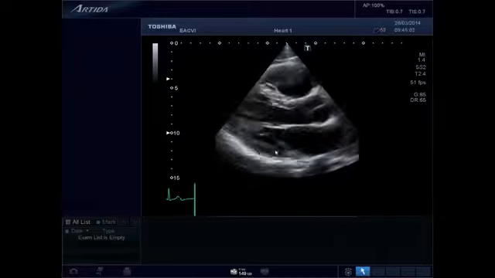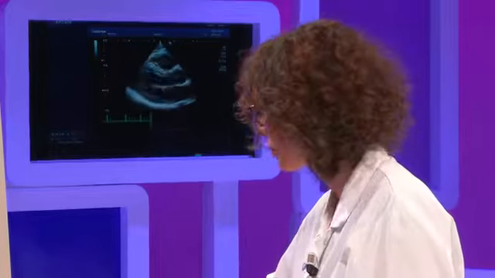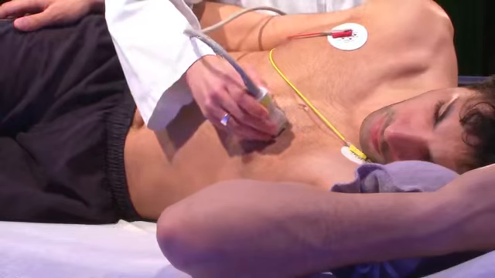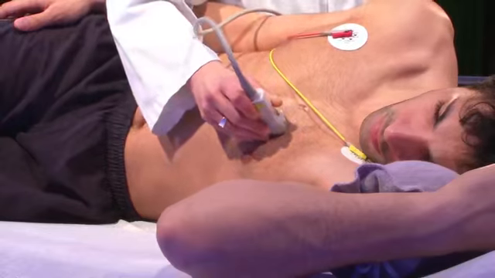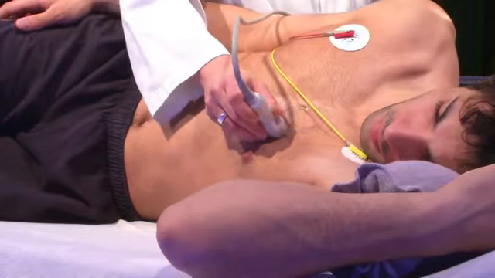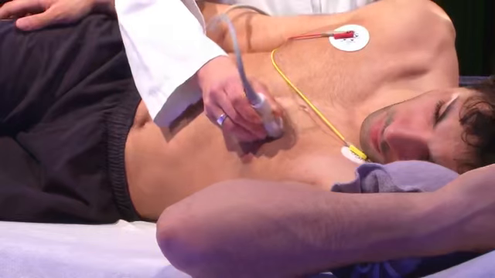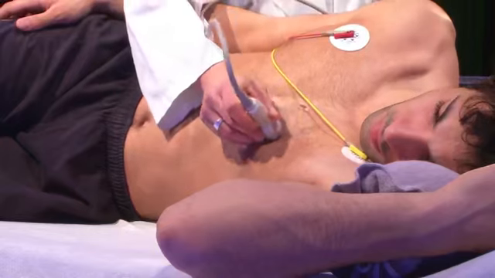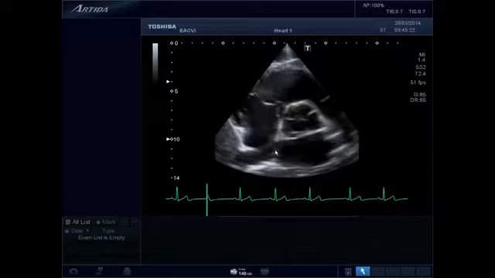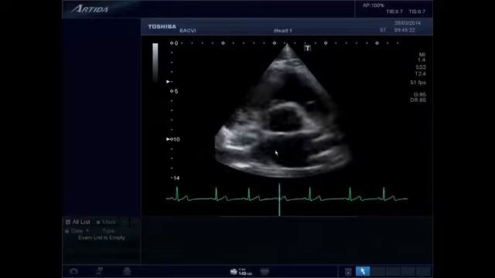So now I will try to obtain a short axis view. So I am rotating the transducer 90 degrees. So now the marker is going in the direction of the head of the patient. And I will try to obtain a view that is focused on the aortic valve.